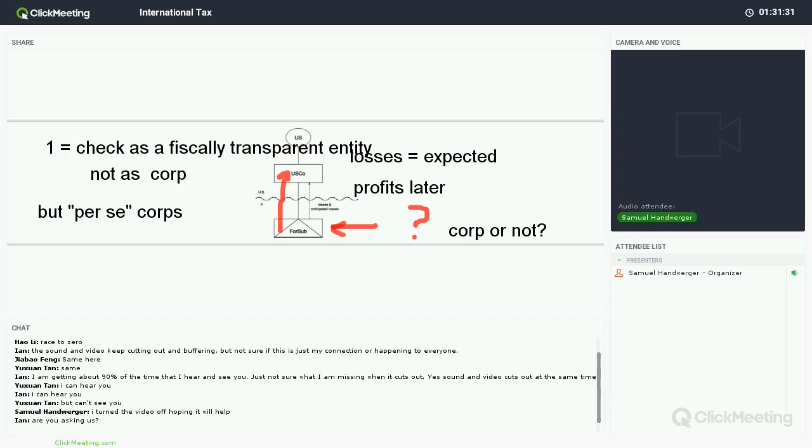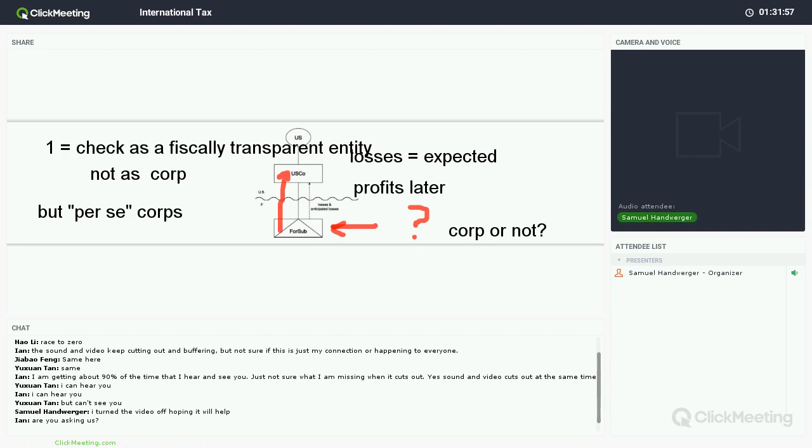So if you check the box to be a corporation, the losses do not flow through from the foreign subsidiary if the foreign subsidiary is a corporation. And if it's a per se corporation, the losses do not flow through either. So the bad news is if you're going to be treated as a foreign corporation and you have losses, they won't offset U.S. income from other sources.